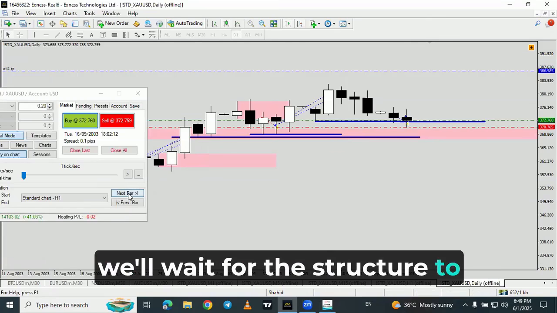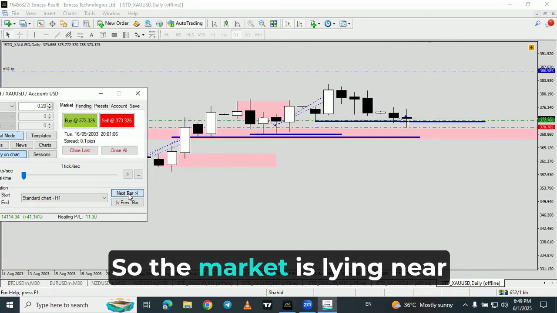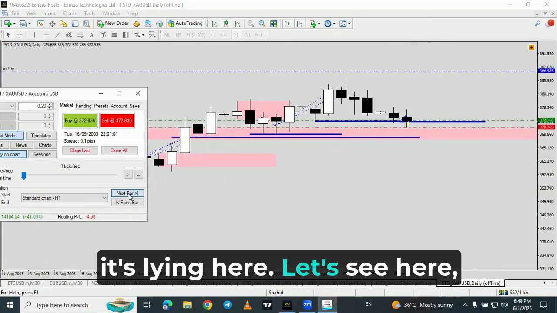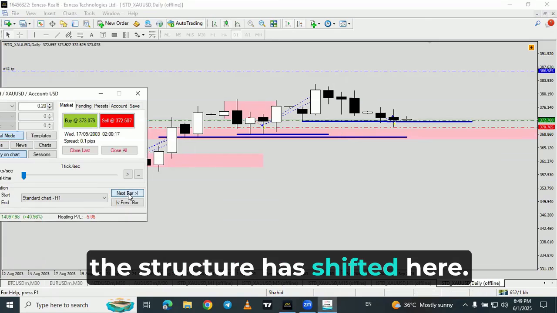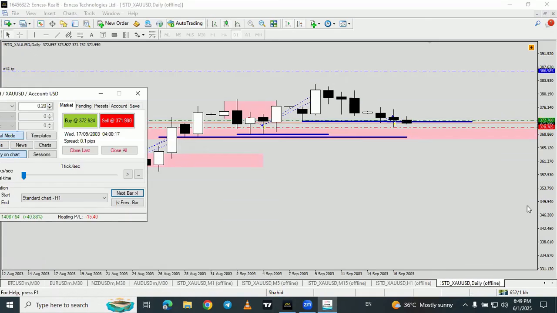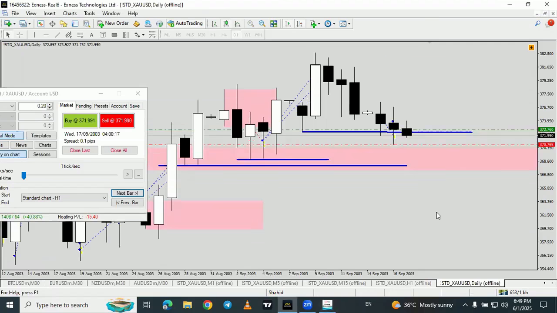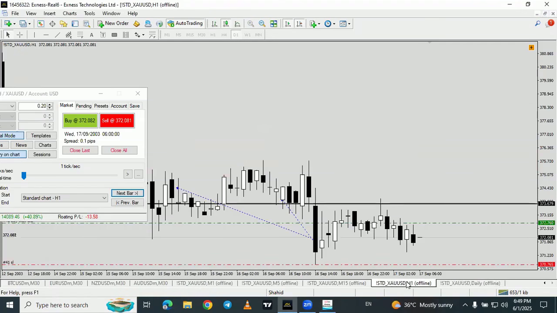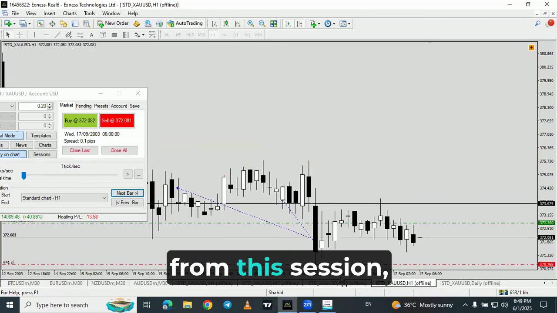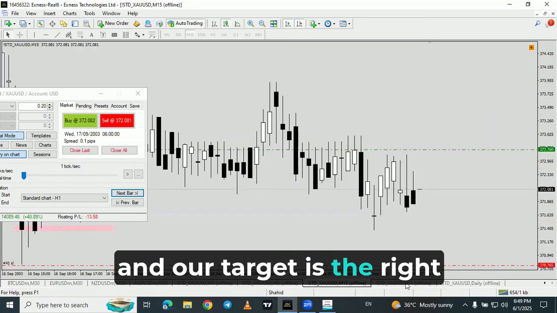Now we'll wait for the structure to shift. On 15 minutes, it had already shifted. So the market is lying near this liquidity. See, it's lying here. Let's see here. Put it on the line chart. The structure has shifted here. Here we'll do another buy from this session, and our target is the right entries.